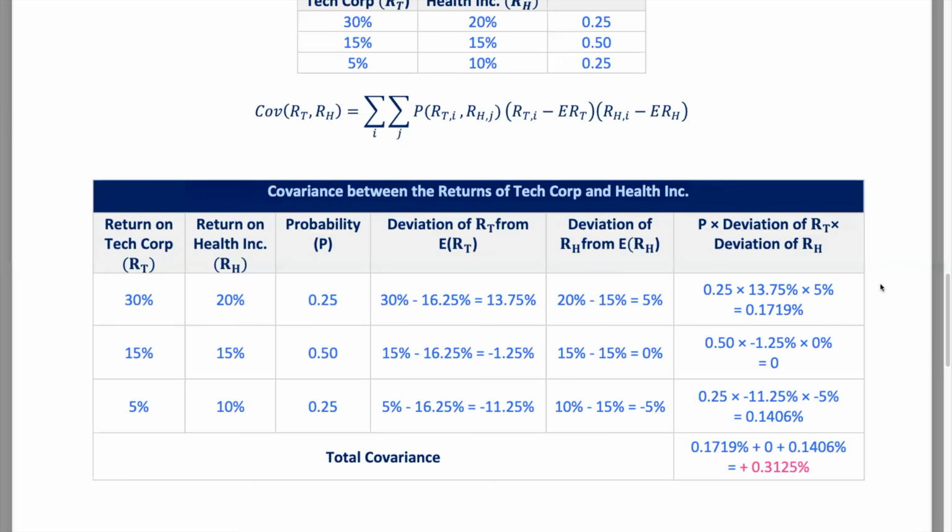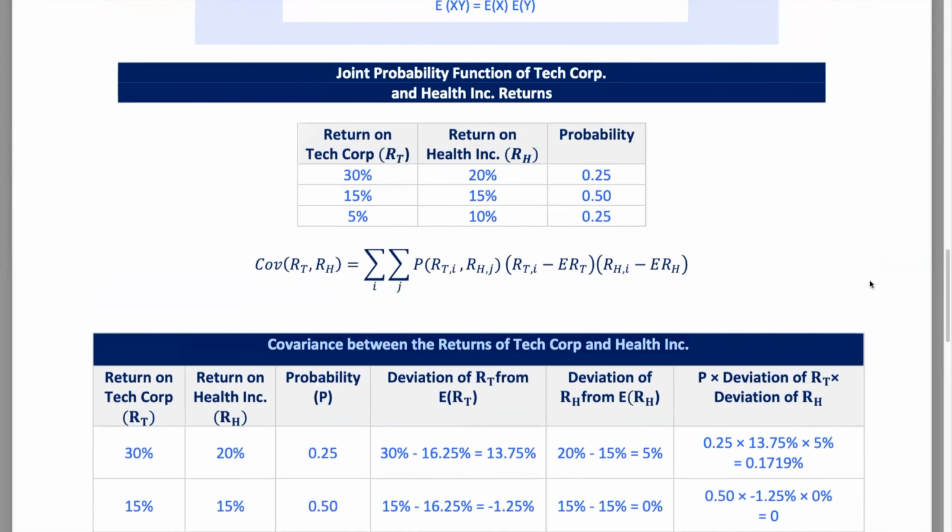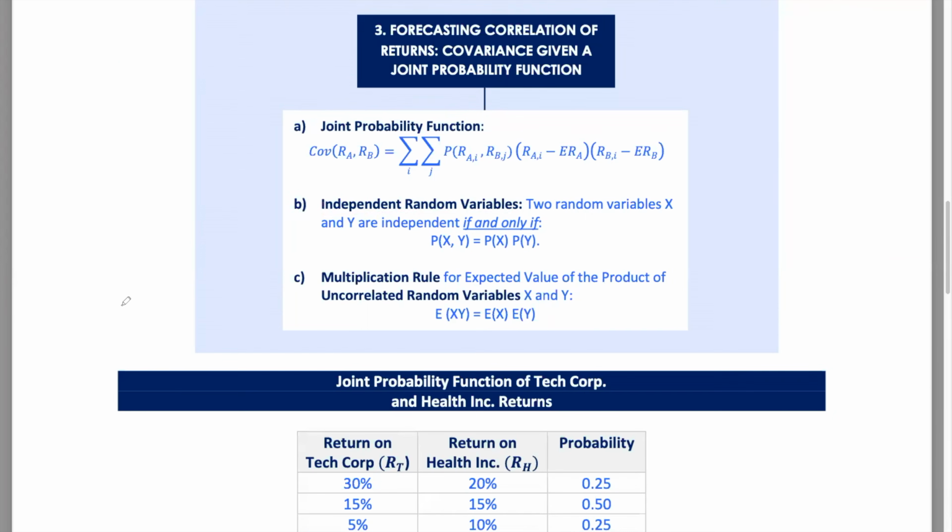Understanding this relationship helps us better manage our portfolio by anticipating how these assets might move together.